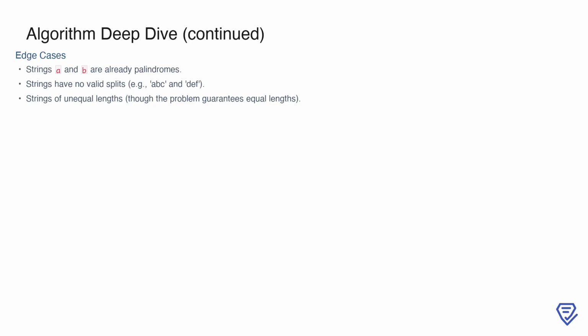When applying this approach, it is important to account for edge cases. For example, if either string A or B is already a palindrome, the problem becomes trivial because no splitting is required. Similarly, there may be cases where no valid split exists, such as when the strings have entirely mismatched characters, like ABC and def. Another edge case involves strings of unequal lengths, though the problem guarantees that A and B will always have equal lengths. By carefully handling these scenarios, we can ensure the algorithm is robust and produces correct results in all cases.